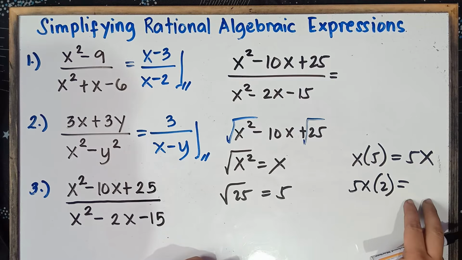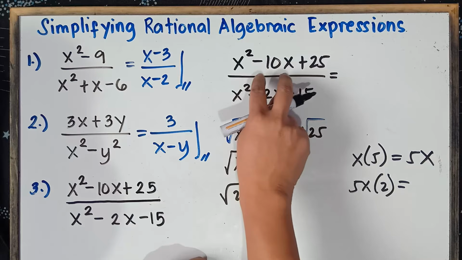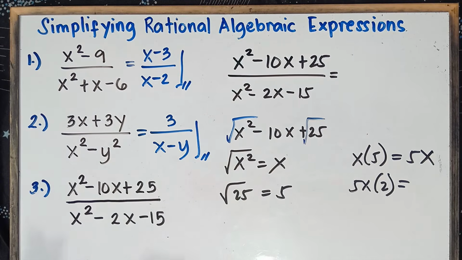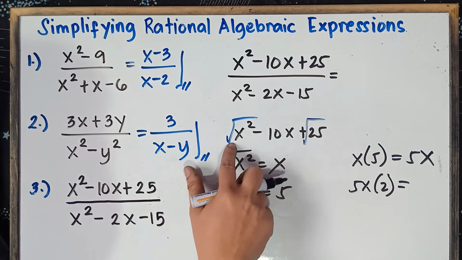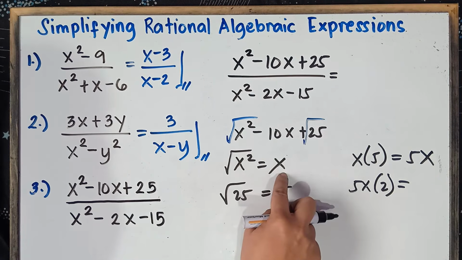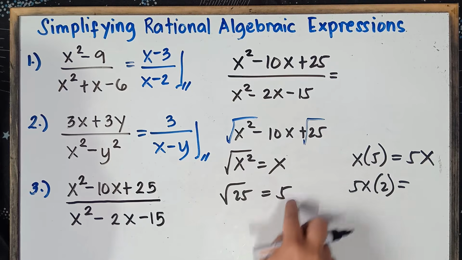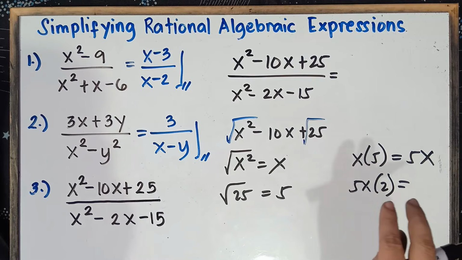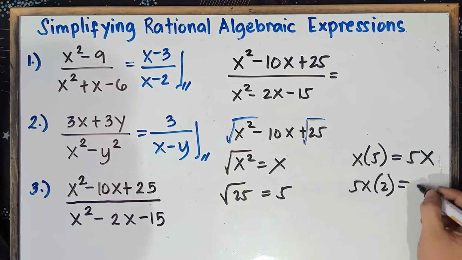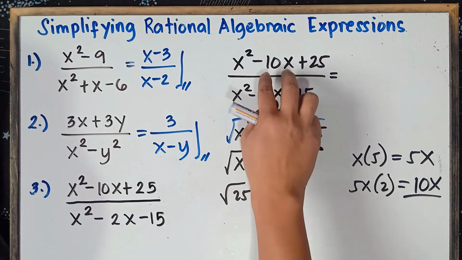Now, if your answer is the same as the middle term, therefore, class, this is a perfect square trinomial. Once again, to know that this is a perfect square trinomial, simply get the square root of the first term, x, and the square root of the last term, 5. Multiply x times 5, that would be 5x. Double your answer, 5x times 2, that would be equal to 10x. If your answer is the same as the middle term, this is a perfect square trinomial.